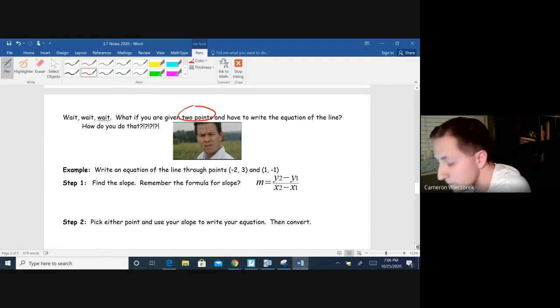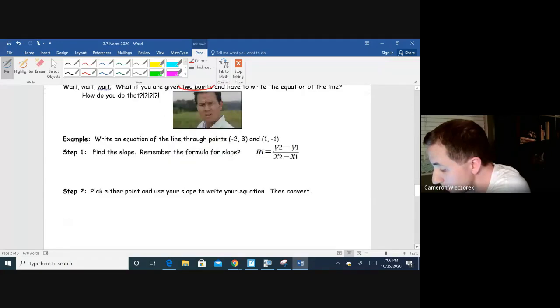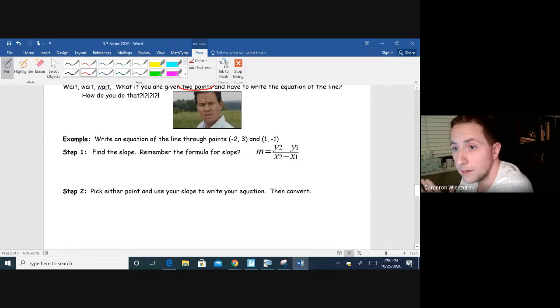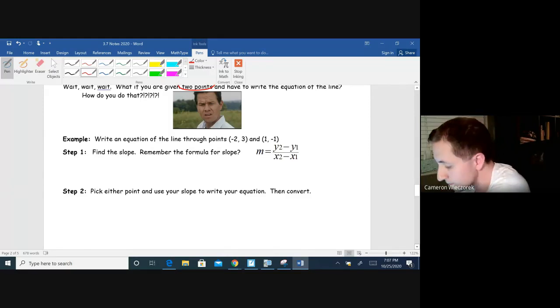Here's an example. Write an equation of the line through the points -2, 3, and 1, -1. Okay. You have a point. You actually have 2 points. So that's not the problem. The problem is you don't have the slope. So the extra step that you have to take in a problem like this is you have to find the slope yourself first, using the good old slope formula that we did at the beginning of this lesson.